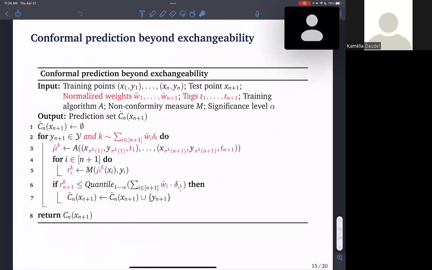Okay, so this is the algorithm again. Again, the changes are highlighted in red, and there aren't too many changes that you make from exchangeability to beyond exchangeability. But if you have any questions over here.